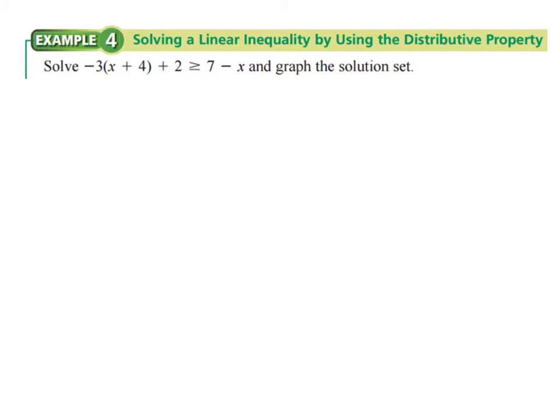Solving this one, we do have a little bit of distribution to do on this problem. So we would start there. Distributing in, we get -3x minus 12. And it's important to make sure that that negative gets distributed along with the 3. On the left side, I can combine the -12 and 2. So we get -10.